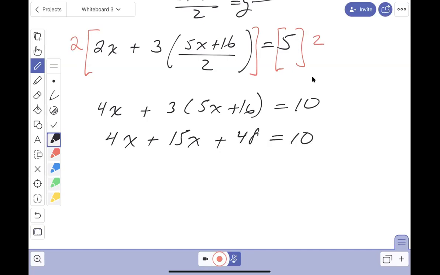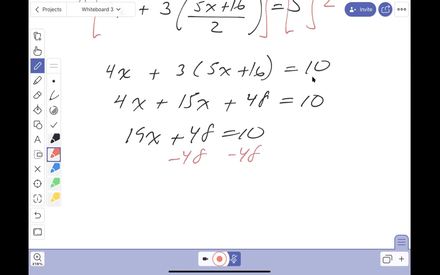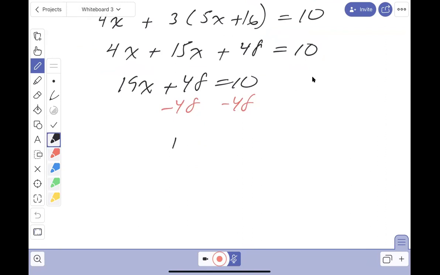All right, let's keep going. 19x plus 48 is equal to 10. I'm going to subtract 48 from both sides. And yeah, it's a lot of work. I know that. What do you get over here? It's a technique you're going to use, though. And what do you get there? Minus 38, right? What do you do now? Divide both sides by 19. And lo and behold, a nice simple answer, minus 2.